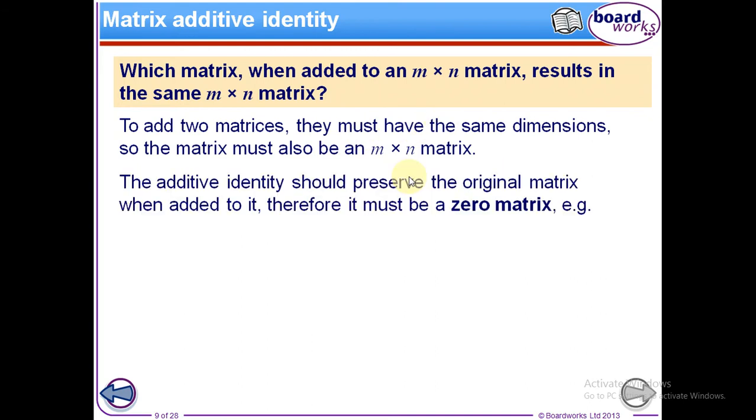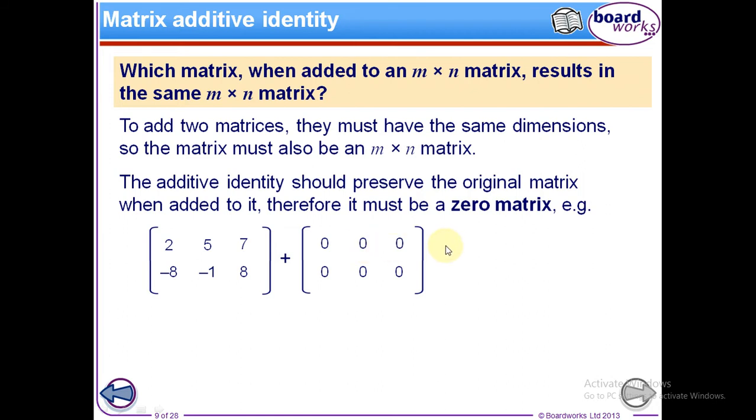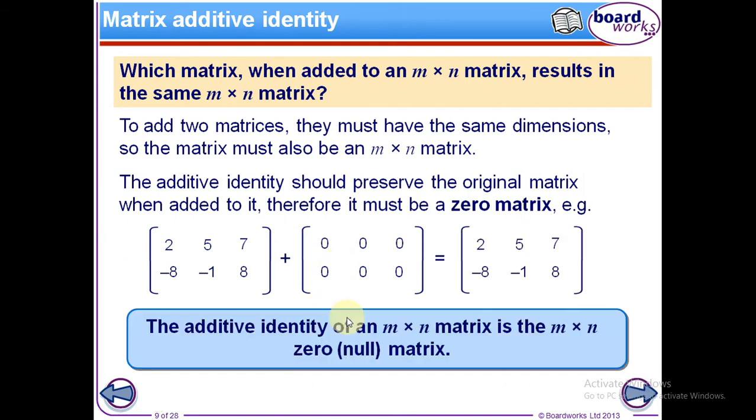The additive identity should preserve the original matrix when added to it, therefore it must be a 0 matrix. Don't forget that 0 is the additive identity. For example, 2 plus 0: when you add 0 to any whole number, integer, or real number, the number remains the same. The same thing is applicable with the 0 matrix. So the additive identity of an m by n matrix is the m by n 0 matrix.